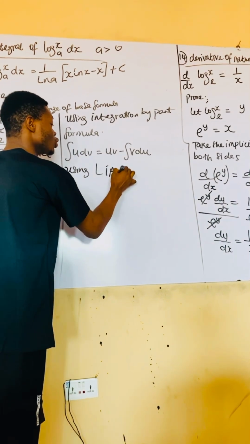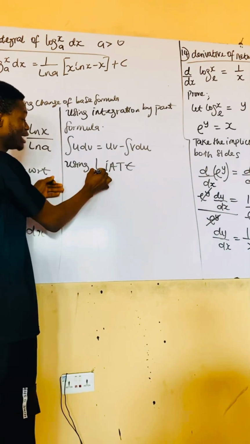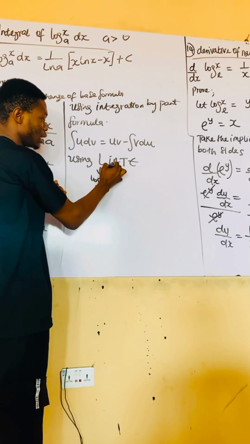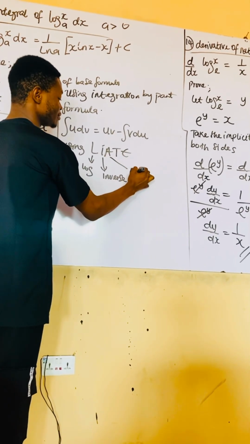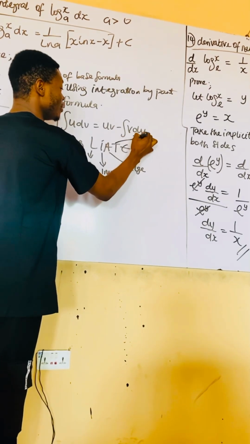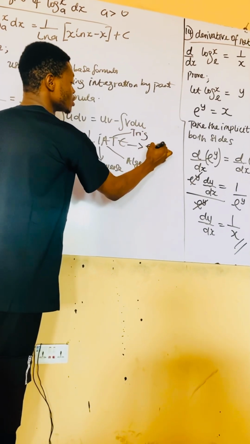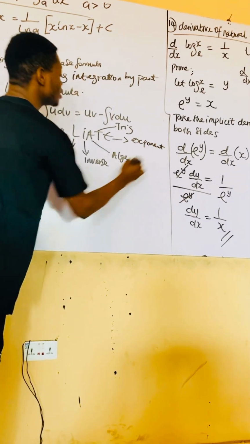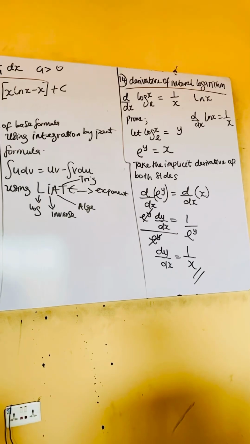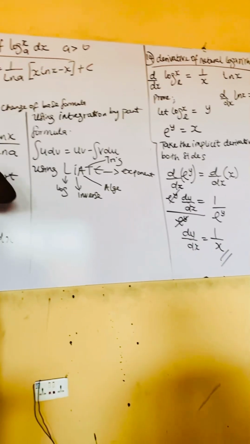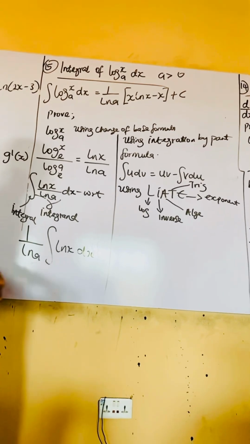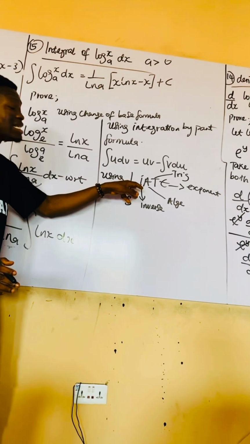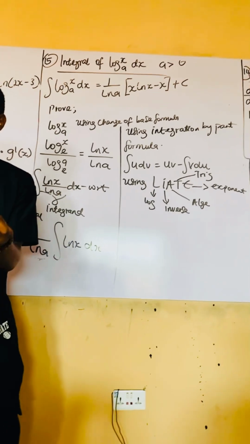Using LIATE also. LIATE is what? L is for logarithm. I is for inverse trigonometry. A is for algebra. T is for trigonometry. And E is for what? Exponent. Now, you'll be wondering what this LIATE is doing here. This LIATE is very important in integration by parts. Are you there? Why is it important? It tells you the one you make your u or your what?